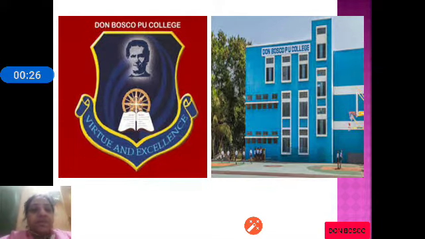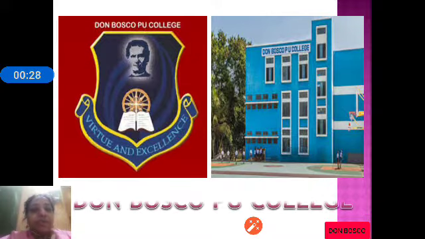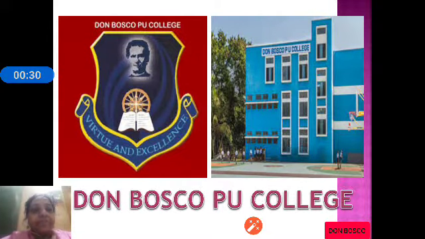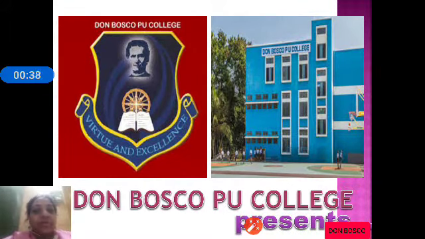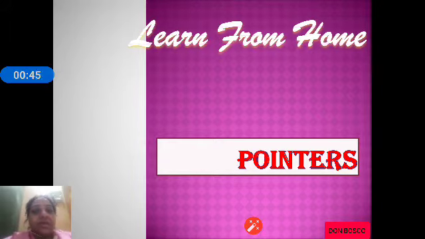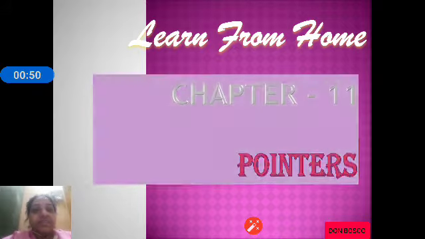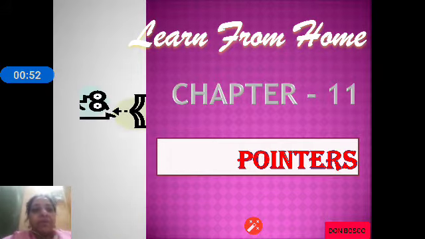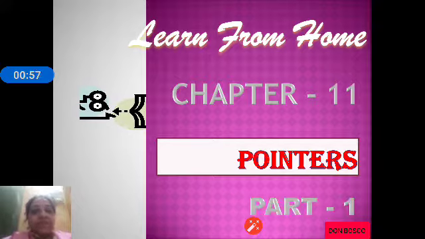So in the previous class, we discussed programs on various topics such as objects and classes, function overloading, inheritance. Now we will be discussing the chapter called Pointers. Pointers is chapter number 11, and today we will be discussing Pointers part 1. We have one more part to be studied from Pointers, which will be discussed in the next class.